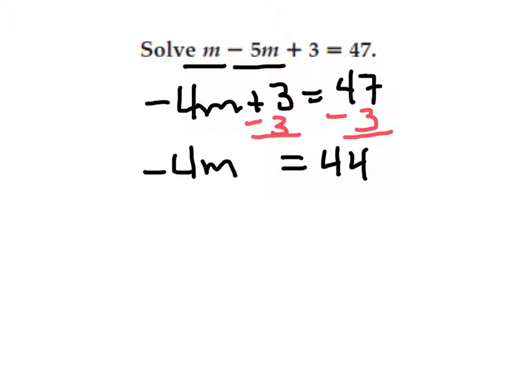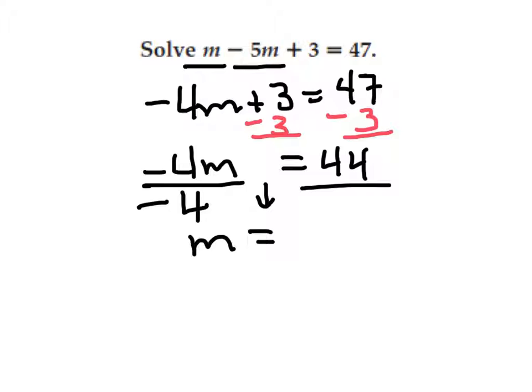Now I'm going to divide to get rid of that negative 4. I'm not just going to divide by a 4. I'm going to divide by a negative 4 because I want to keep it positive. Two negatives make a positive. 4 divided by 4 is 1, so I have 1m. I bring down the equal sign. And remembering whatever I do on one side, I do to the other. So that's where the negative 4 comes from. And when I divide, I get a negative 11.